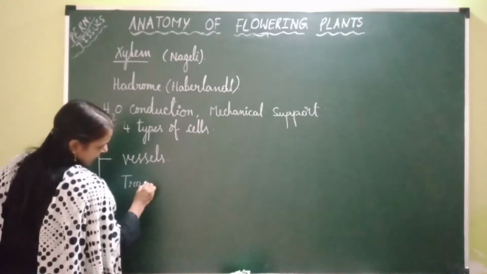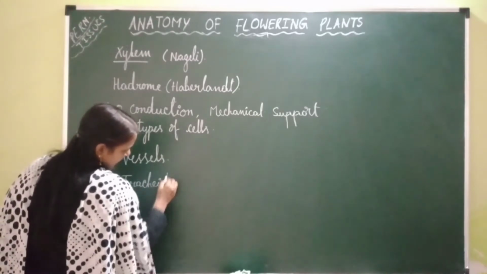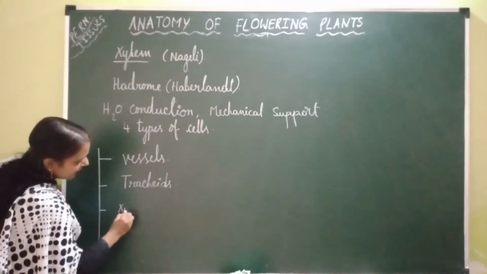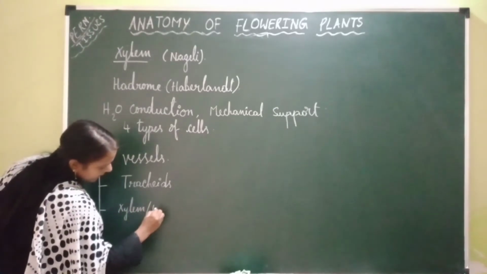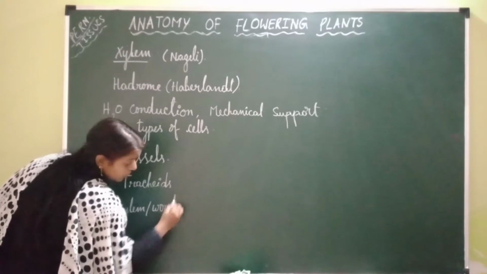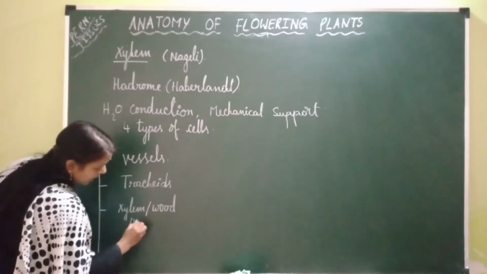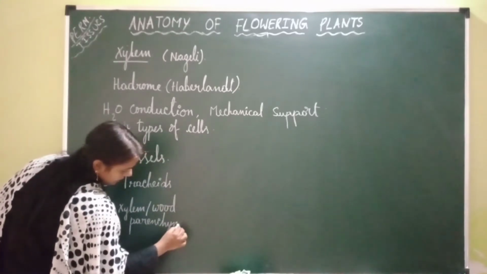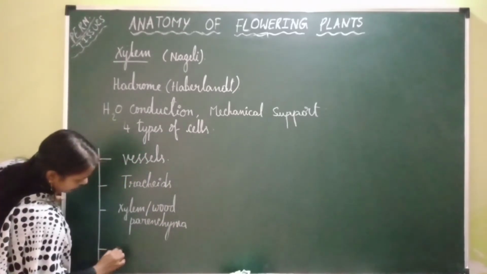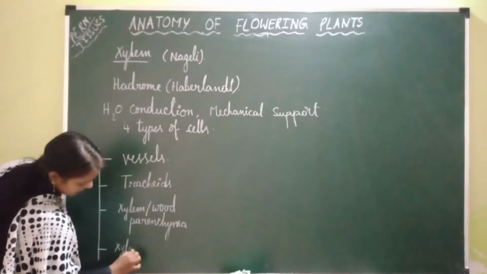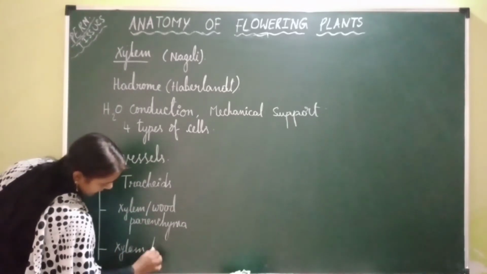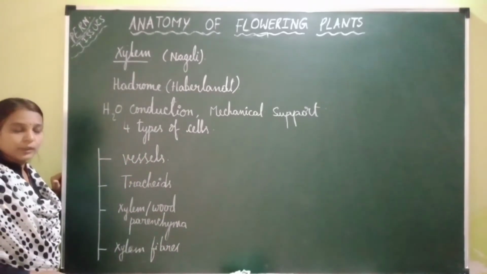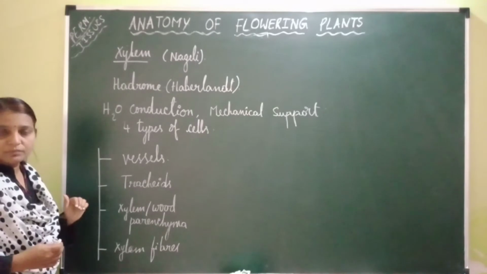So these 4 types of cells present in xylem are xylem vessels, tracheids, xylem tracheids. Both of these vessels and tracheids are together called as tracheary elements. And then xylem parenchyma or wood parenchyma, because xylem constitutes wood. And then xylem fibres or xylary fibres.